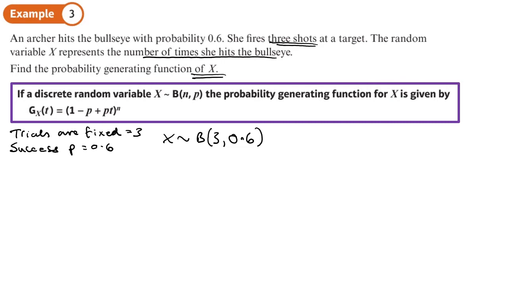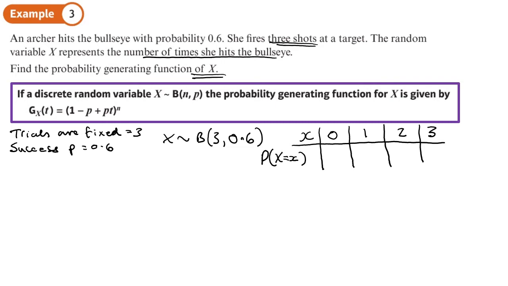Now we could use the formula, but we could actually work it out much more quickly just by using a little bit of common sense and working through it. She's got these 3 shots at the target. If X represents the number of times she hits the bullseye, she can either not hit it at all, hit it once, hit it twice, or hit it all 3 times. So let's work out the probability of each one of those. Let's start with 0. If it's 0, it means she misses the bullseye 3 times. So 0.4 to the power 3.